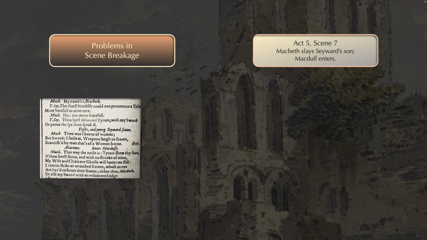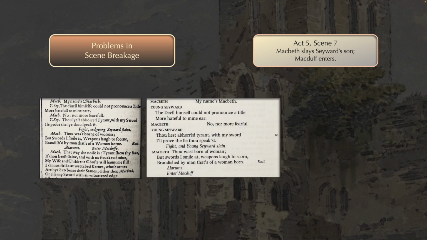So this is how it looks in our edition. The Oxford paperback edition maintains the structure of the folio, Scene 7. Macbeth kills Seward, exits the stage. There's the sound of battle and combat, and then Macduff enters, but there is no scene break.